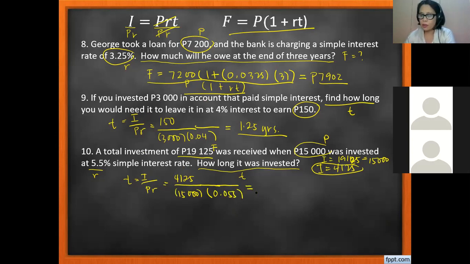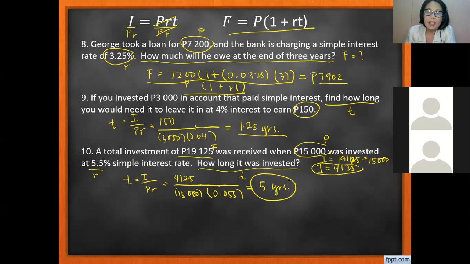So using your calculator, we have 4,125 all over 15,000 times 0.055. And that's equal to 5 years. Exactly. Again, guys, if you come up with a non-terminating answer, you have to round off the value to two decimal places, whether that's solving for the principal amount, the interest, the rate, or the time. You have to express that or round it off to two decimal places.